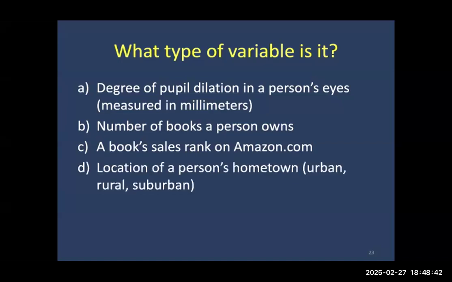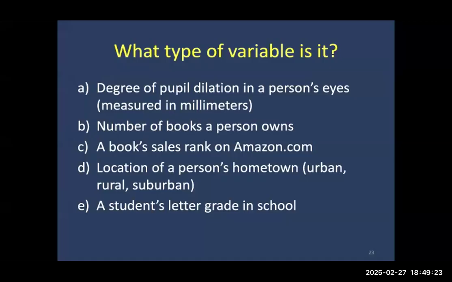Good. Location of a person's home: urban, rural, suburban. Nominal, because it's like a category. Yep, you're right. How about a student's letter grade in school? That would be interval because you don't have a zero, right? But it's consistent because the difference between A and B is the same as the difference between B and C. So that's why it would be interval. Any questions about this one?